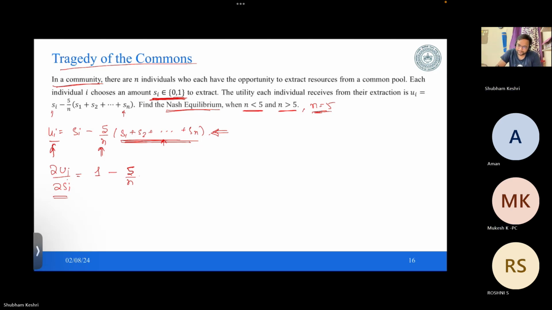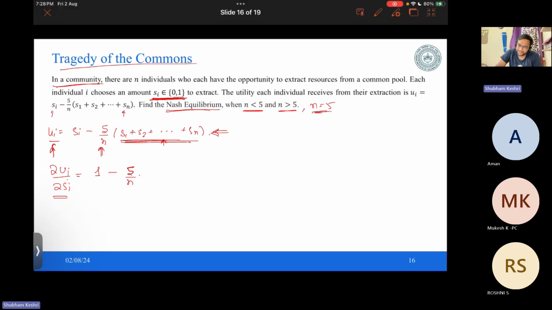What I'm saying is, since this problem is not continuous, you shouldn't differentiate. This problem is not continuous. S can either take 0 or 1. So how will we proceed? What have we done till now?